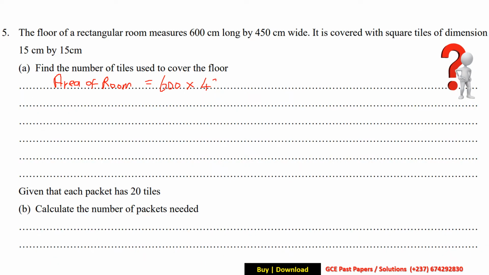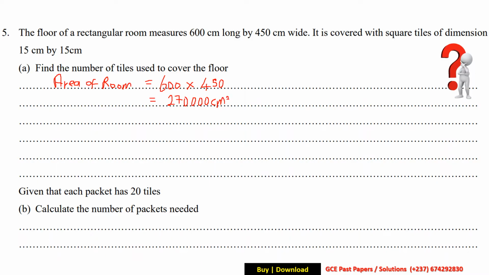We are going very slow because students have said we should go slow so that they get it very well. So on your calculator, what is 600 times 450? That will give us 270,000 cm squared. Of course, cm squared, not cm cube, because we are talking of area, not volume.